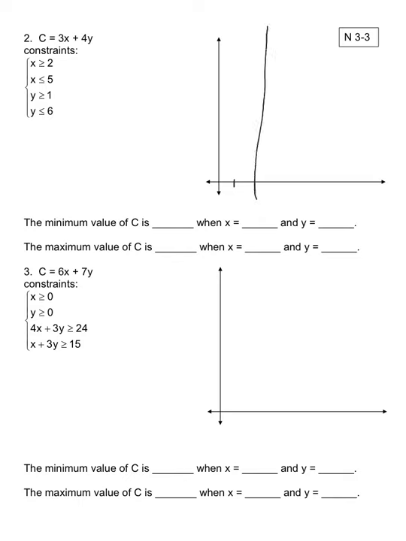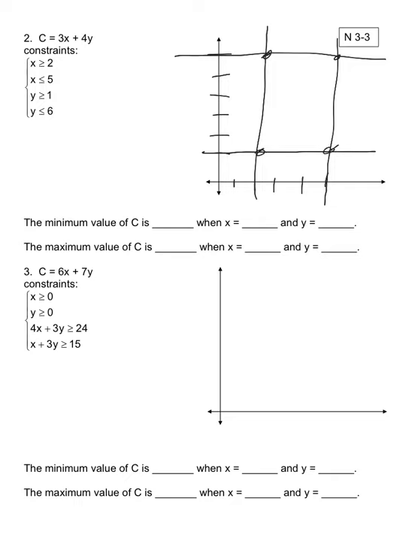Okay. My next one says X is less than or equal to 5. So 3, 4, 5. All right, then it says my Y is greater than or equal to 1. So 1 is right here. So I'm making a flat line at 1. And it says Y is less than or equal to 6. That's 2, 3, 4, 5, 6. Okay, so here's my corners.